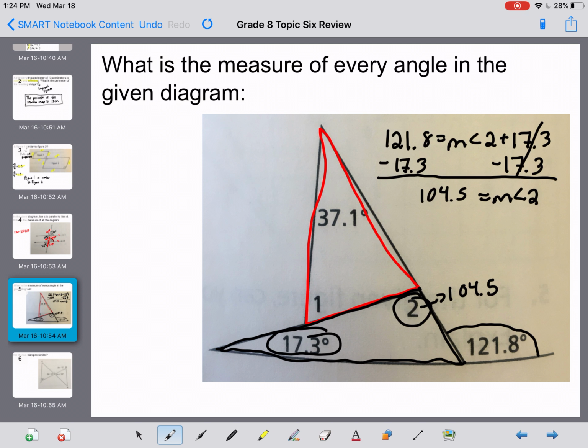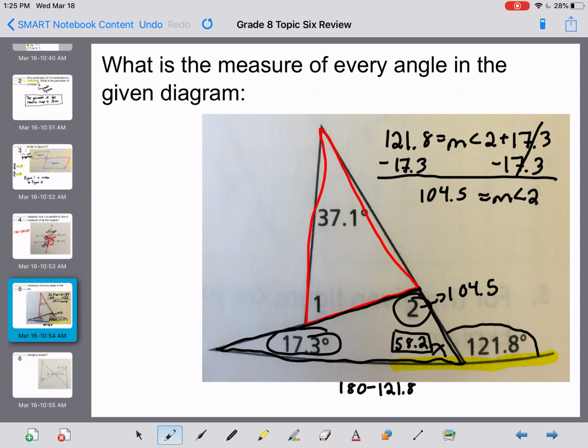Now, I also have to find this missing angle down here that I will call x. I notice that here I have a straight line. A straight line is 180 degrees. So to find x, I can do 180 minus 121.8. When I do 180 minus 121.8, I get 58.2. So this angle is 58.2 degrees. That covers all the angles of my smaller black triangle at the bottom.